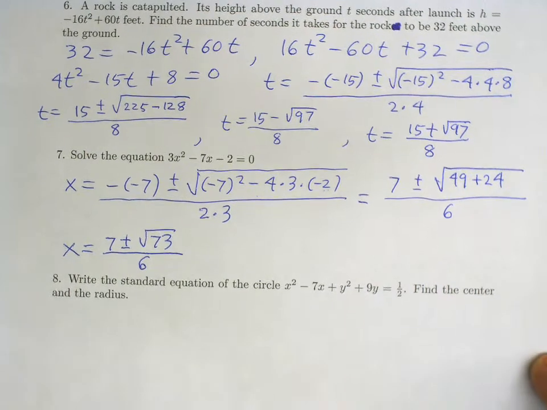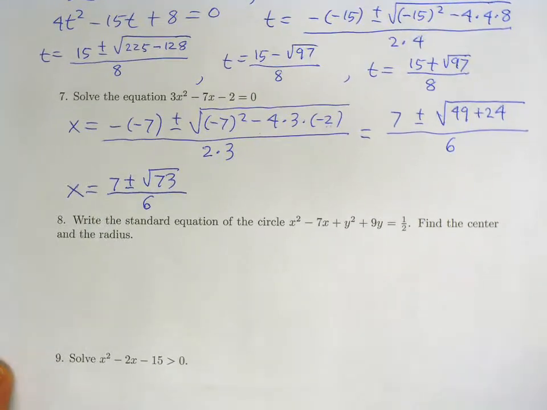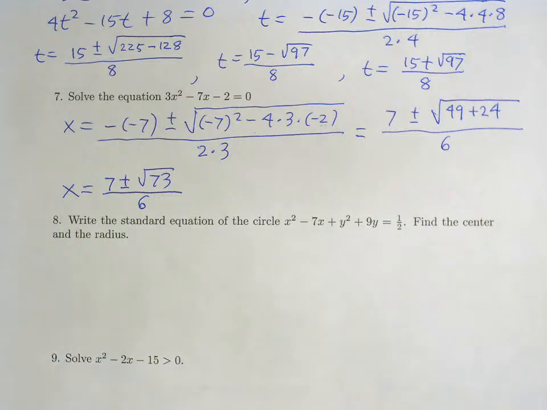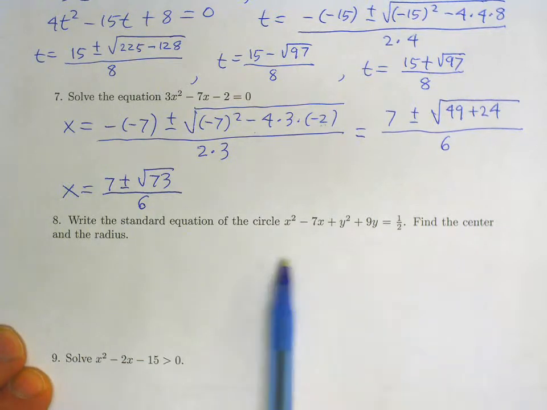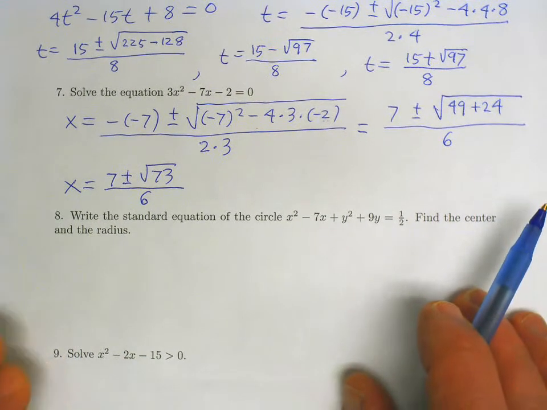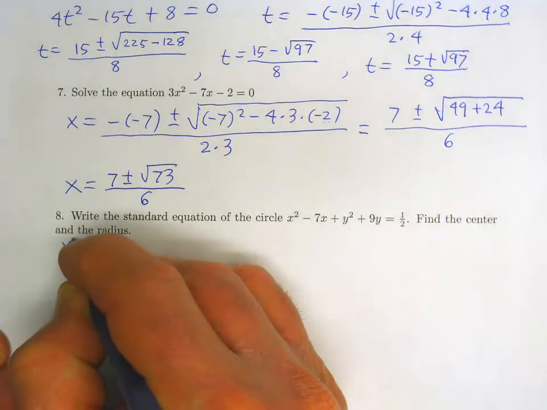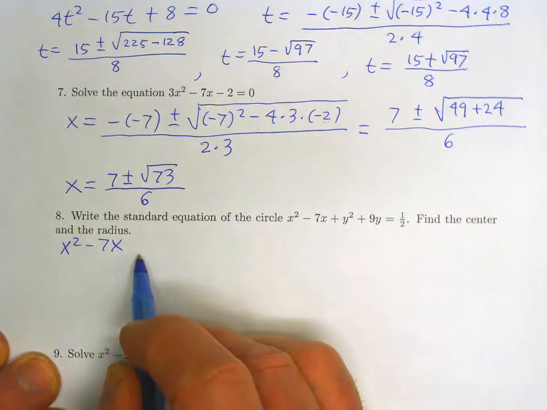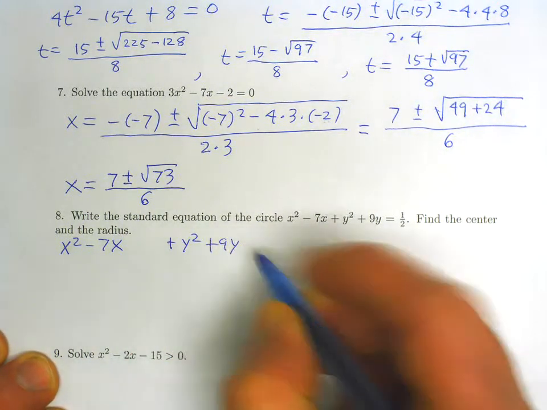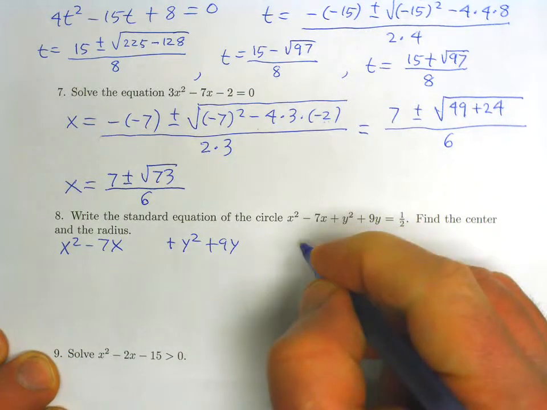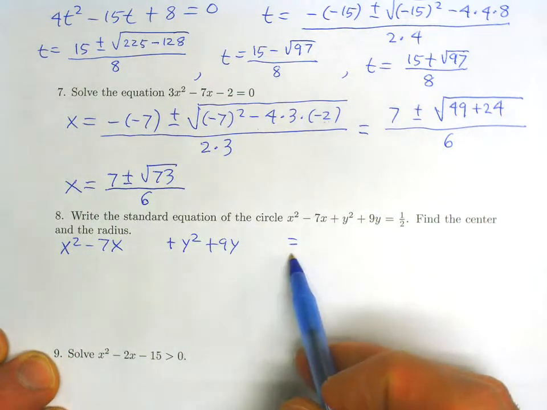Okay, number 8. Write the standard equation of the circle, x squared minus 7x plus y squared plus 9y equals 1/2. And then after writing the standard equation, find the center and the radius. So we have to complete the square twice to get it into standard form. So we'll write x squared minus 7x. Leave some space before you write plus y squared plus 9y. Then leave more space between 9y and the equal sign, and then write 1/2.